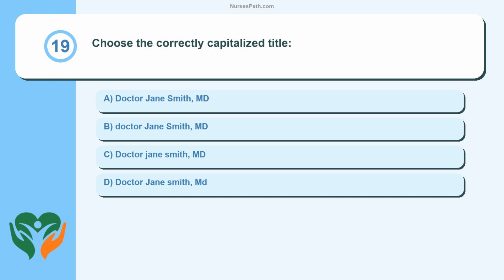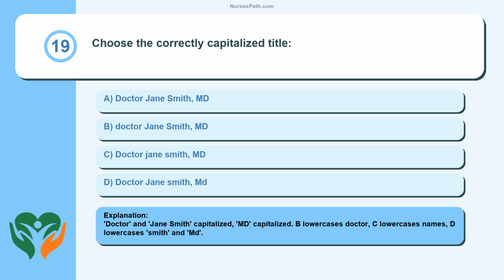Question 19. Choose the correctly capitalized title. Dr. Jane Smith, MD. Dr. and Jane Smith capitalized, MD capitalized. B has lowercase doctor, C has lowercase names, D has lowercase Smith and MD.